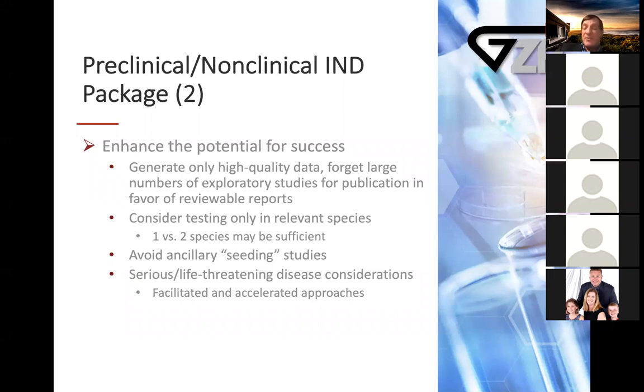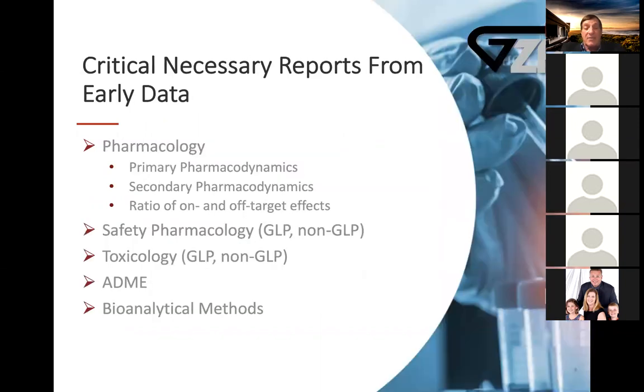For serious or life-threatening disease, there are facilitated and accelerated approaches. And I'll go into some of those, but you can always ask questions about those. There are programs such as Fast Track, Breakthrough Therapy Designation, the orphan drug mentioned earlier, Rare Pediatric Disease Designation, and other special programs, which do give you an edge, but your product and your program and your data have to satisfy the requirements for obtaining those special indications.